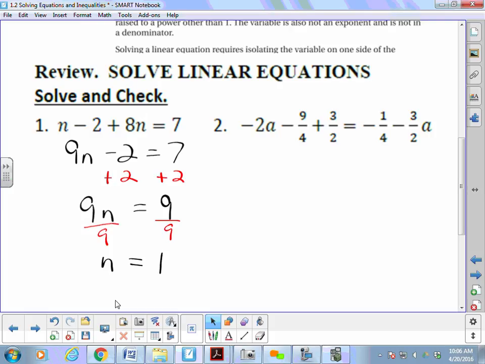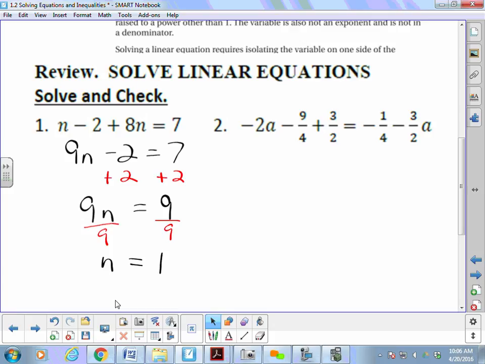All right, number 2. Our first step is always to simplify, if you can, one side or the other, if they need to be simplified first. In this case, can I do any simplification first? We're working with your favorite things, right? Fractions. You guys love fractions. So we've got negative 9/4 and positive 3/2 here, so we have to put those together. We have to do common denominator stuff. You have to figure out a common denominator.